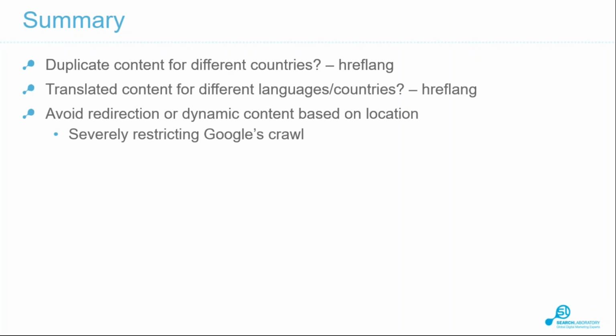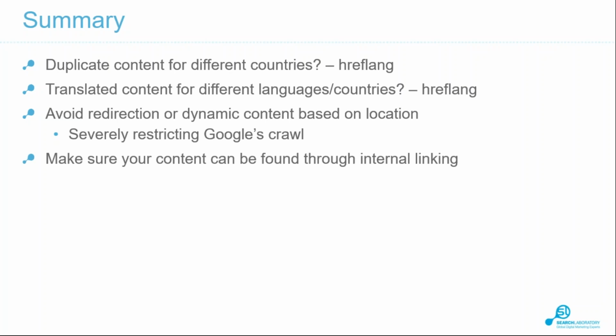Try to avoid redirection or dynamic serving of content based on location, because you will severely restrict Google's crawl in this instance and limit your organic visibility internationally, and potentially even in your home country as well. Make sure that your content can be found through effective internal linking, utilizing those two examples that I showed on the previous slide. They're really good blueprints to go with in terms of internal linking.